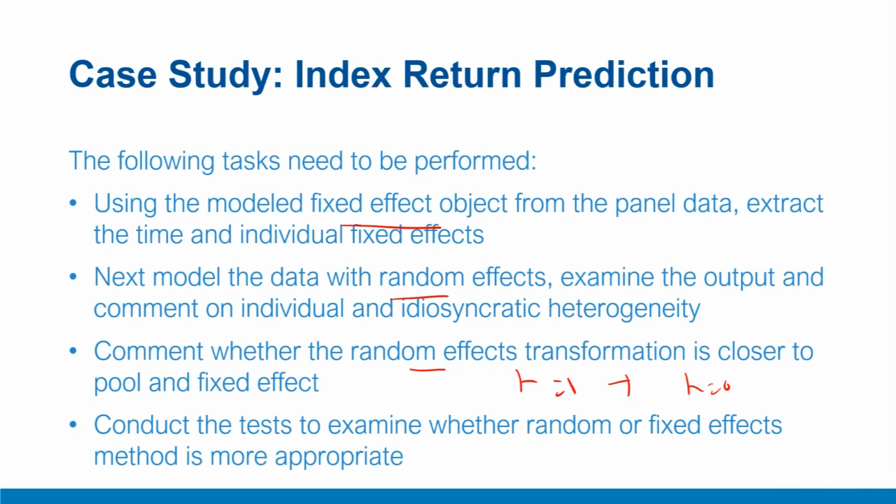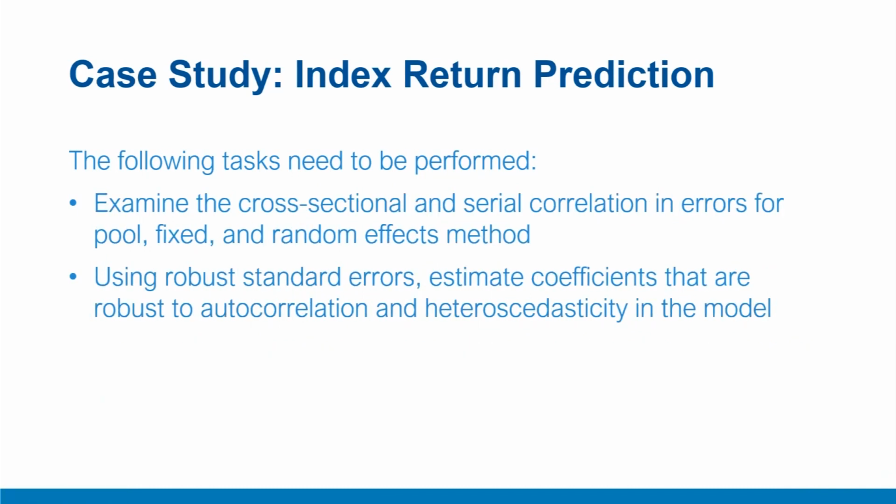We'll also conduct tests such as Hausman test to examine whether random or fixed effect model is more appropriate. Lastly, we'll examine the cross-sectional and serial correlation in errors for different models such as pool, fixed effect and random effects model. And then we'll also examine the homoscedasticity and heteroscedasticity related issues in the errors.